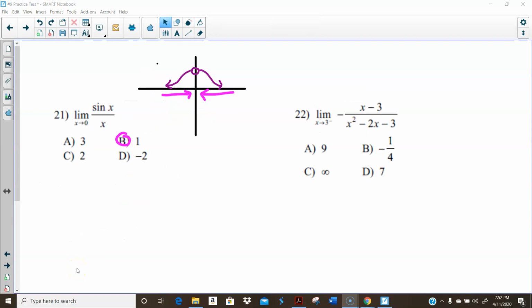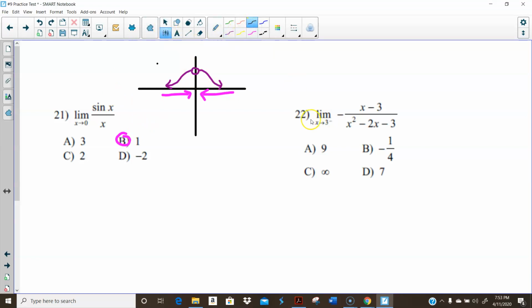Looking at number 21, this is the one that I wanted you to have memorized, the limit as x approaches 0 of sine x over x. This is what the graph looks like. So as we're coming into this graph from the left side towards 0, f of x is 1, and as we're coming in from the right side towards 0, f of x is 1, so therefore the limit is 1.